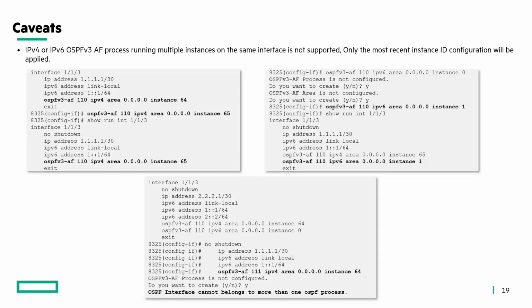Running multiple instances of the IPv4 or IPv6 OSPFv3 address family process on the same interface is not supported. One thing to notice here is that only the most recent instance ID configuration will be applied and take effect. For example here, on my interface 1/1/3, I have OSPFv3 address family with process ID 110 and IPv4 unicast area 0 with instance ID 64. Now I go ahead and assign the same command with instance ID 65, but you can see that in the show run only instance 65 takes effect.